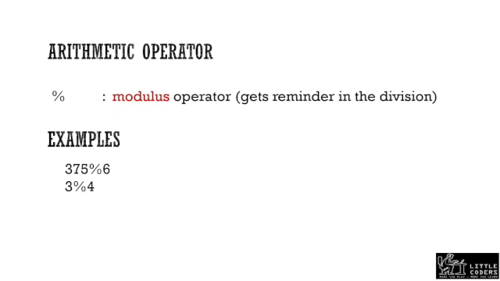So, the example is if I divide 375 by 6, the remainder is 3. Similarly, when 3 is divided by 4, the remainder is 3. So, the percentage sign is used as a modulus operator. It is used to get the remainder in that particular division.